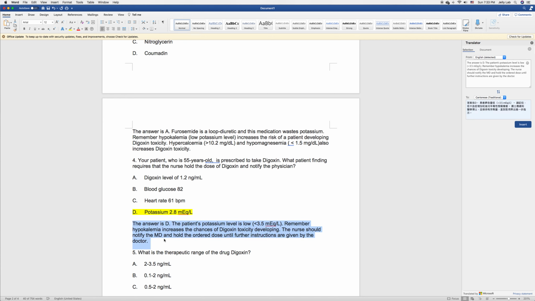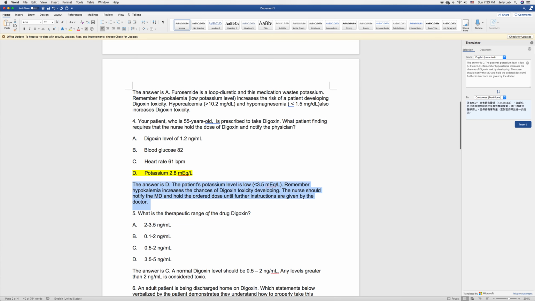The answer is D. The patient's potassium level is low, 3.5 mg/L. Remember, hypokalemia increases the chances of digoxin toxicity developing. The nurse should notify the MD and hold the ordered dose until further instructions are given by the doctor.